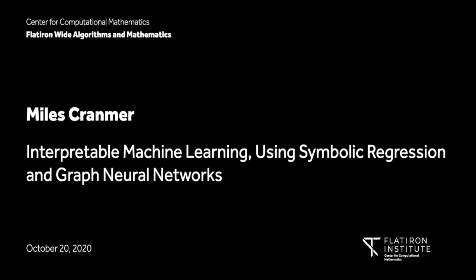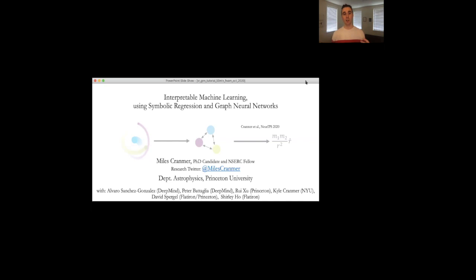In this tutorial, I want to give an introduction to two things. The first is graph neural networks. The second thing is symbolic regression. And then Shirley, my co-advisor, is going to come after me, and her research talk is going to look at their intersection. This work is from a collaboration between DeepMind, Princeton, CCA. I'm co-advised by David Spergel and Shirley Ho.